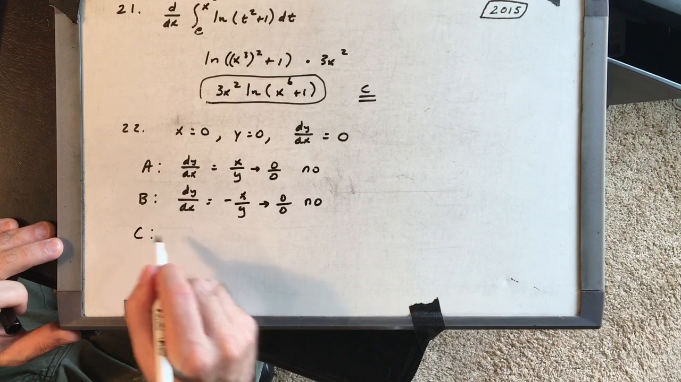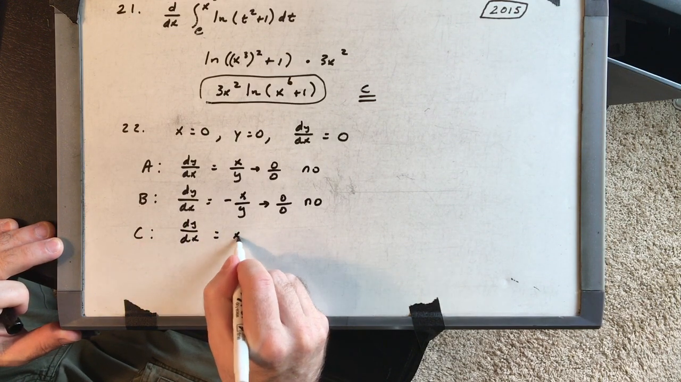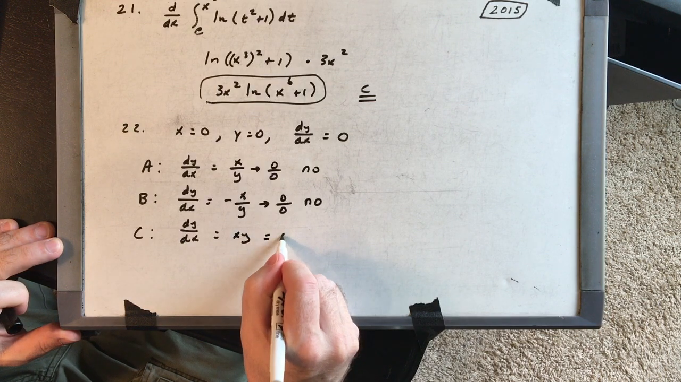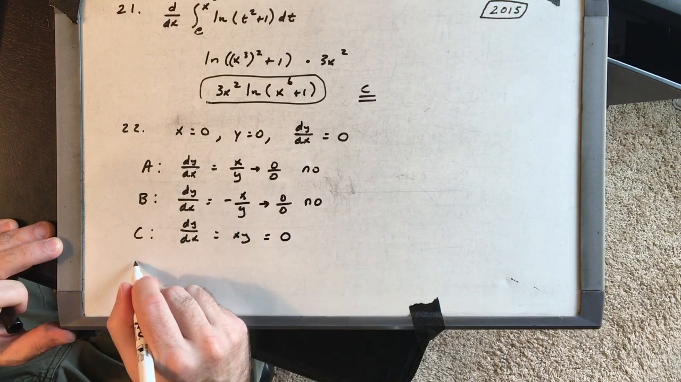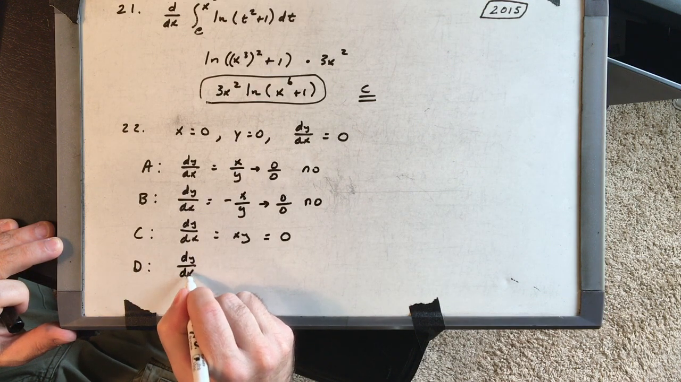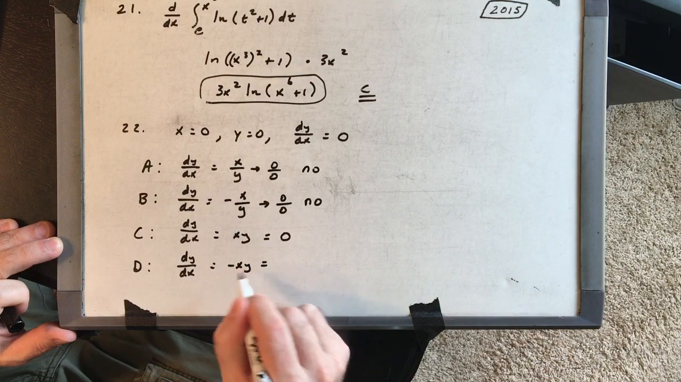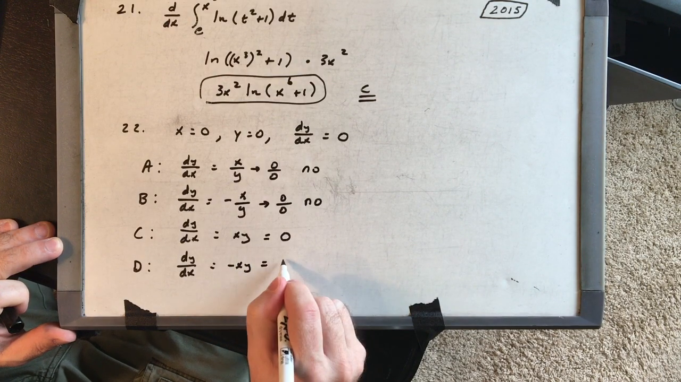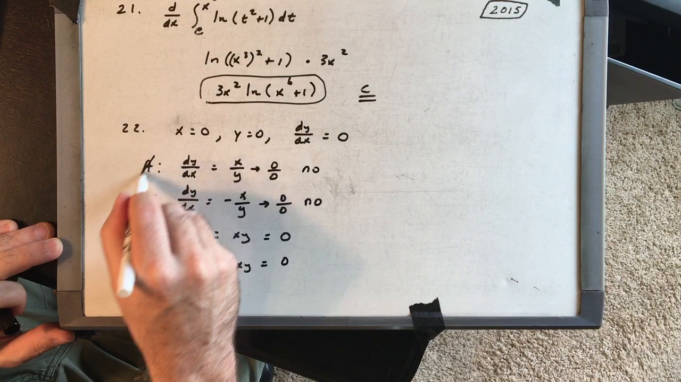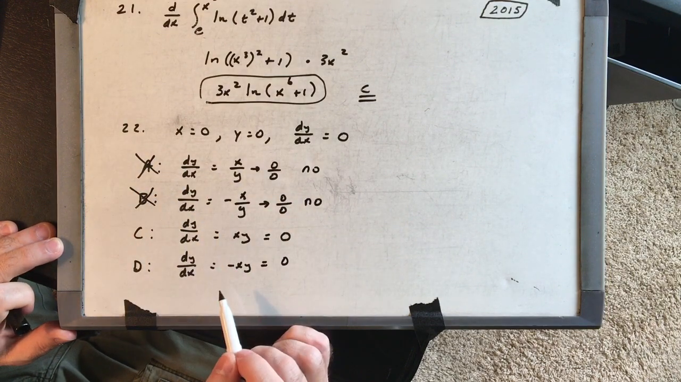Now C, it says that dy dx is equal to x times y, 0 times 0. That does equal 0, but let's not circle it yet. Dy dx for part D says negative xy, which would be 0 times 0, also 0. So A and B are right out. Those are eliminated. So it could be C, could be D.